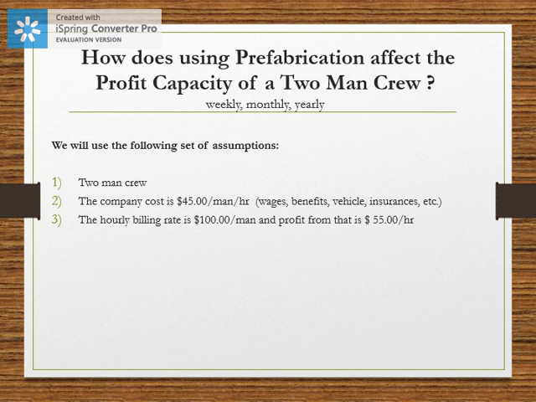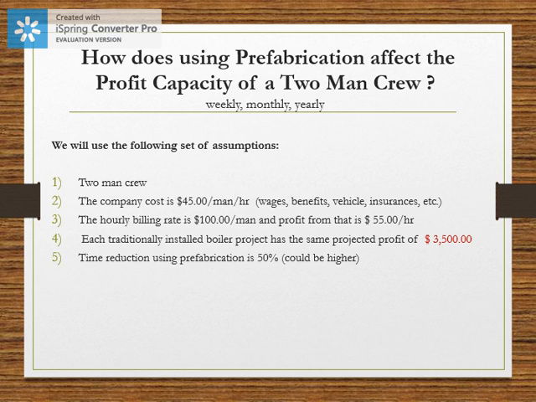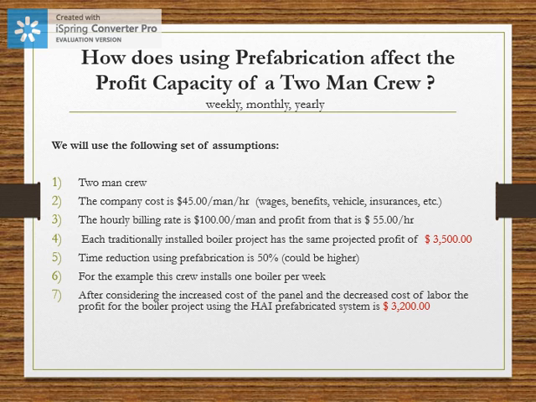The hourly billing rate is $100 per man, and profit from that is $55 per hour. Each traditionally installed boiler project has the same projected profit of $3,500. Time reduction using prefabrication is 50%. This time could be higher with a good hard-working crew, and it will definitely be higher in larger multi-panel systems. For the example, this crew installs 1 boiler per week.